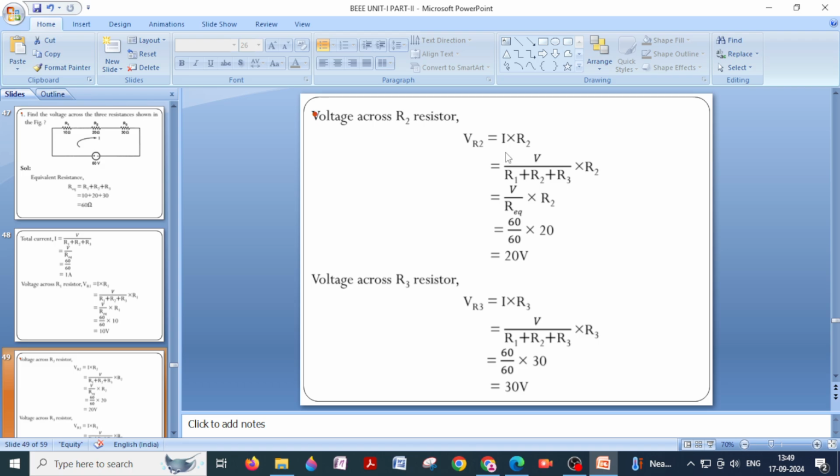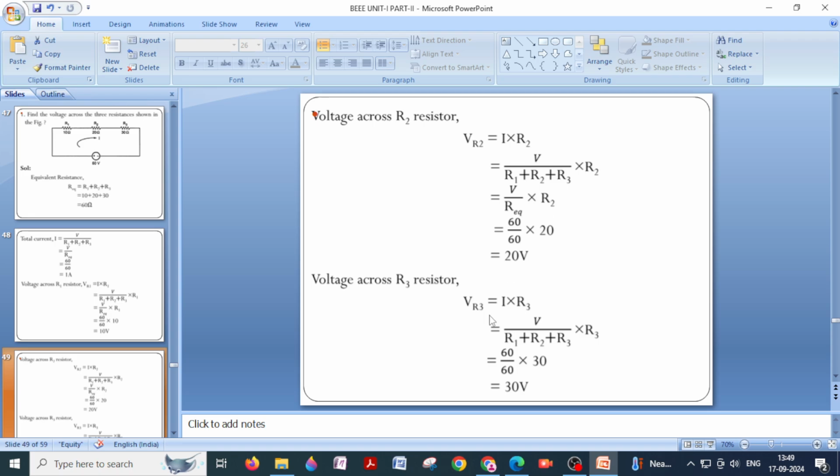Here again I have written the I formula, V by R equivalent into R2. So V by R equivalent, 60 by 60, into 20, you will get 20 volts. No need to do all this. As you have already calculated the I value, you write I value as 1 into R2 value as 20. 1 into 20 you will get 20 volts.